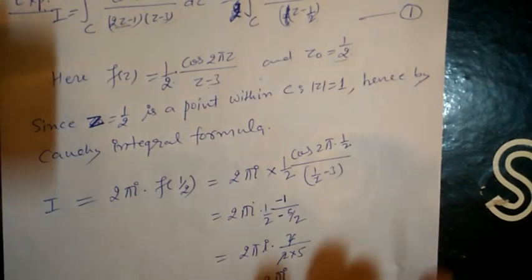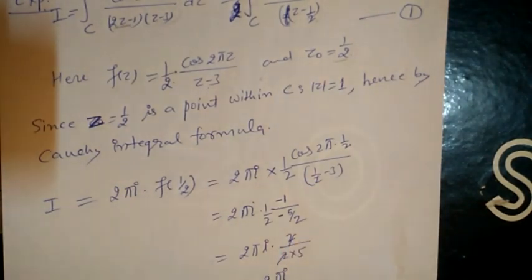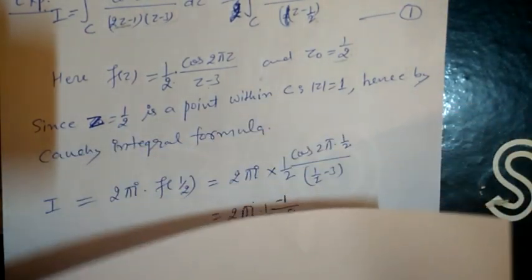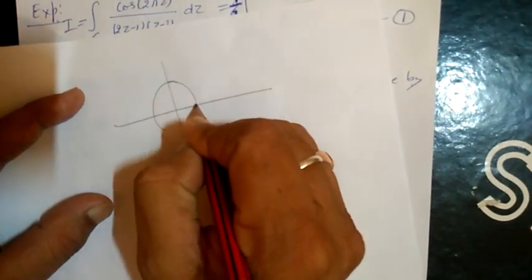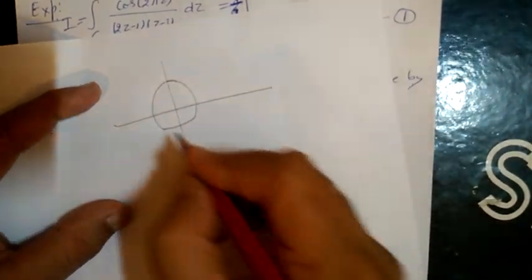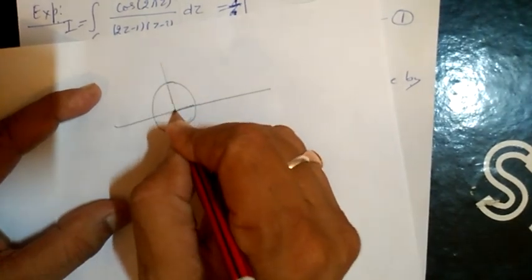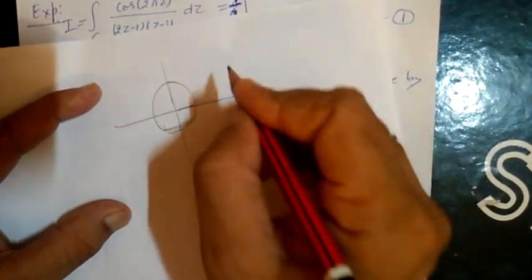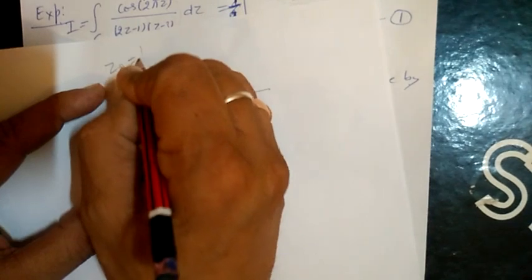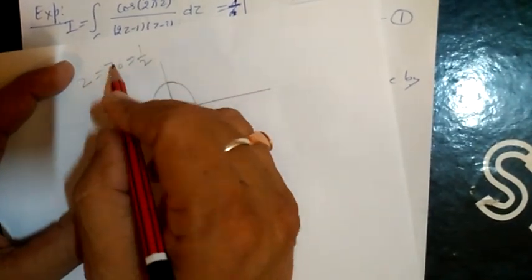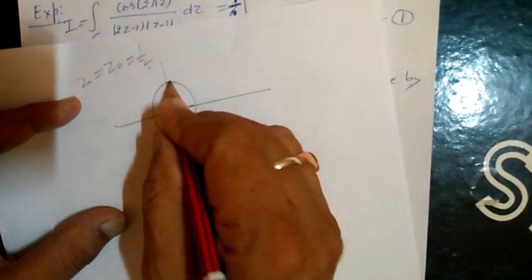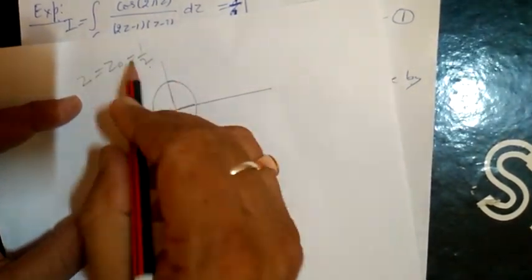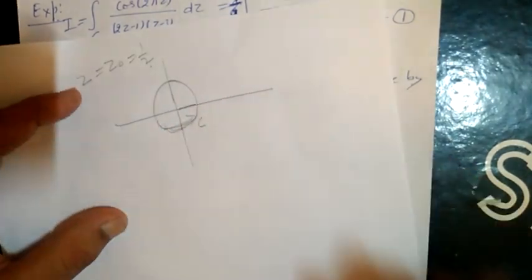If we define this with the help of a graphical representation, this is a circle C having center 0 and radius 1. So the radius is 1. Here we plot the point z naught is 1 by 2, that is z is equal to z0, and this 1 by 2 lies in this circle C. So this point lies inside the circle C.